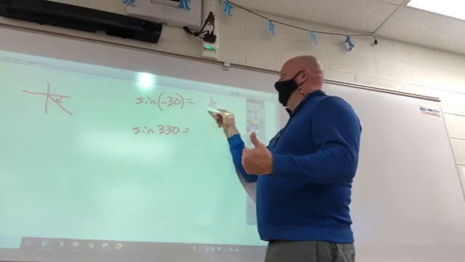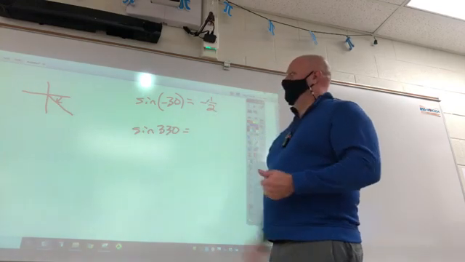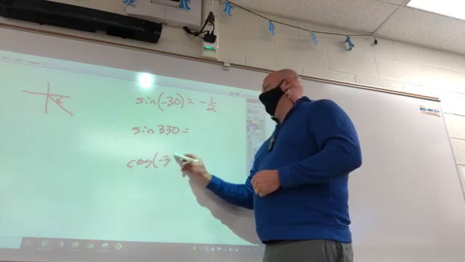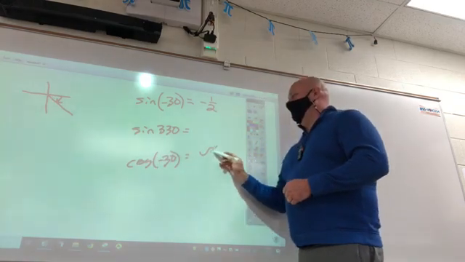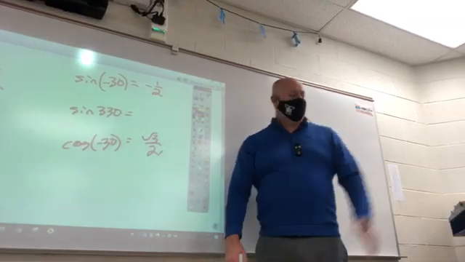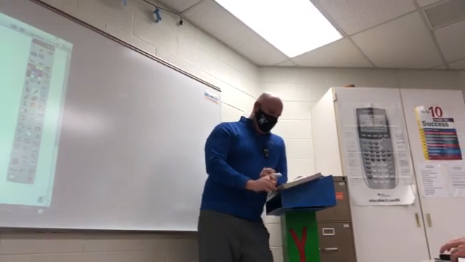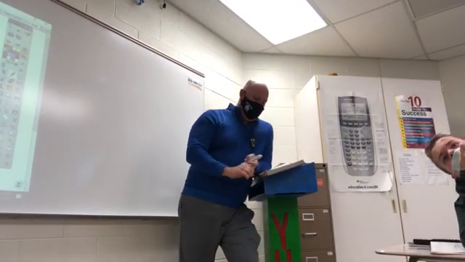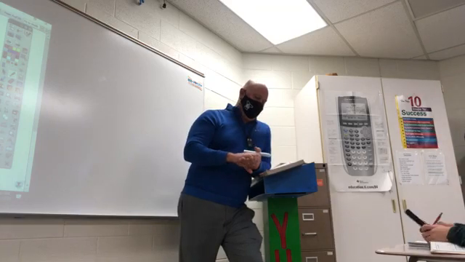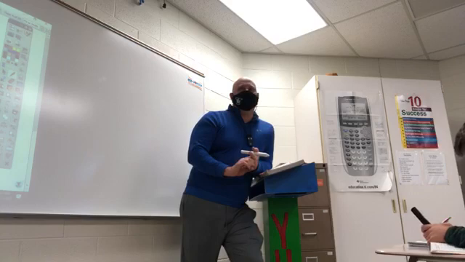So sine of 30 is a half. I'm in the fourth quadrant. Sine is negative. Cosine of negative 30. What's cosine of 30? Root 3 over 2. I'm in the fourth quadrant and it's positive. Tangent would be negative root 3 over 3. That means cosecant should be negative 2. Secant should be 2 root 3 over 3. And cotangent is negative root 3.